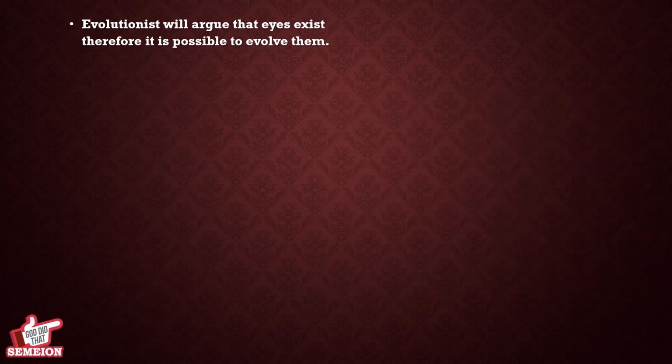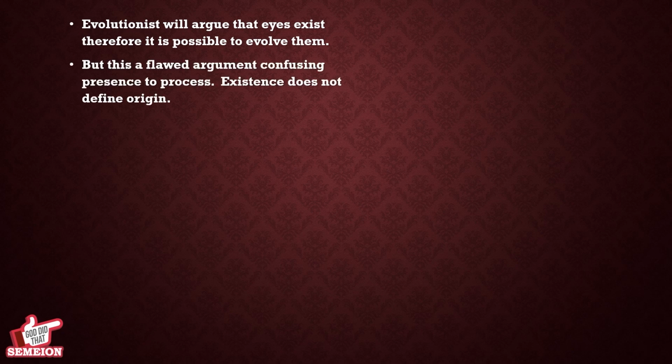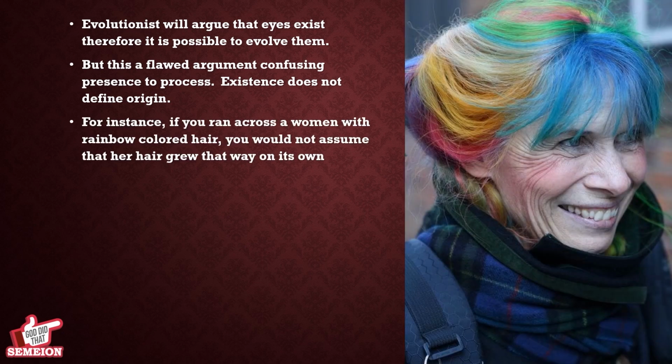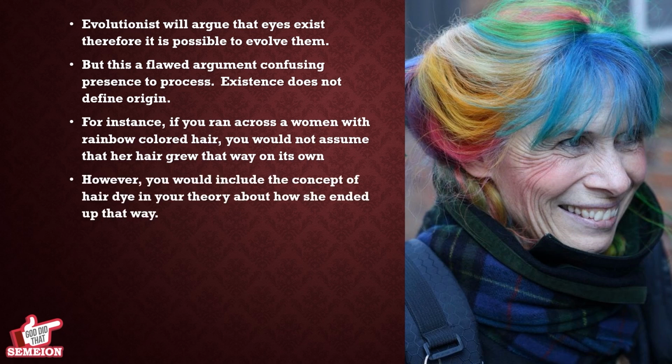Evolutionists will argue that eyes exist, therefore it is possible to evolve them. But this is a flawed argument, confusing presence with process. Existence does not define origin. For instance, if you ran across a woman with rainbow-colored hair, you would not assume that her hair grew that way on its own. However, you would include the concept of hair dye, and maybe some questionable decisions, in your theory about how she ended up that way.